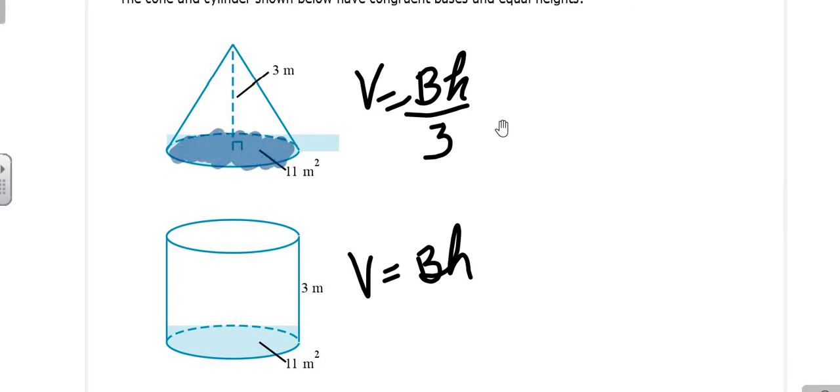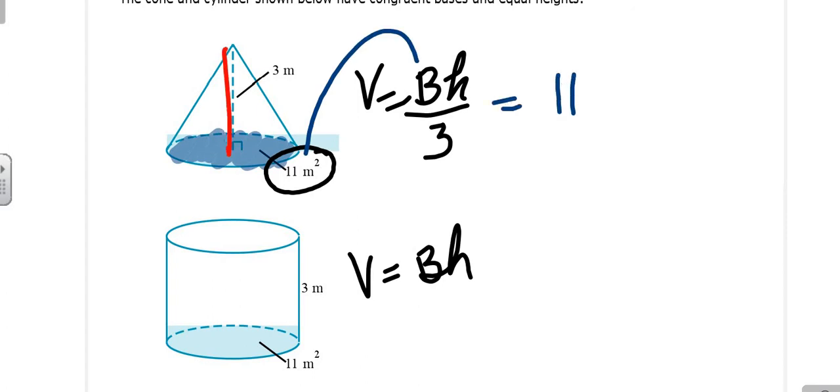Our base, we were given, look very carefully, this was a little tricky, that's not a radius, that tells you your base is already that area, 11 meters squared. So it's kind of cheating. You don't have to worry about pi form. So that base is 11 meters squared. Our height is 3 over 3, cancel. So our volume is going to be 11 meters cubed.